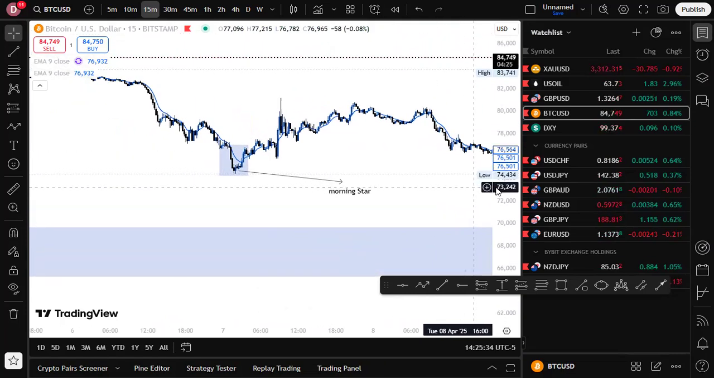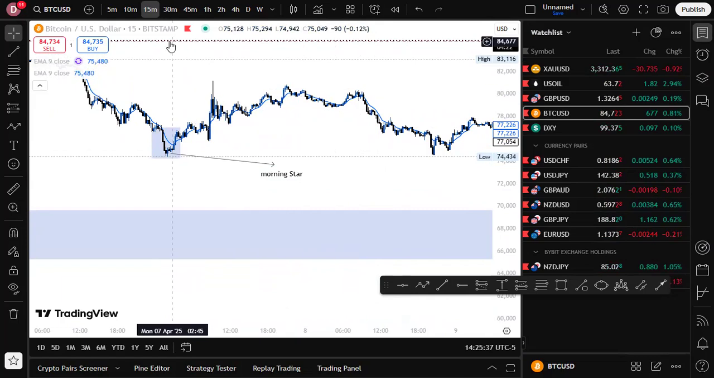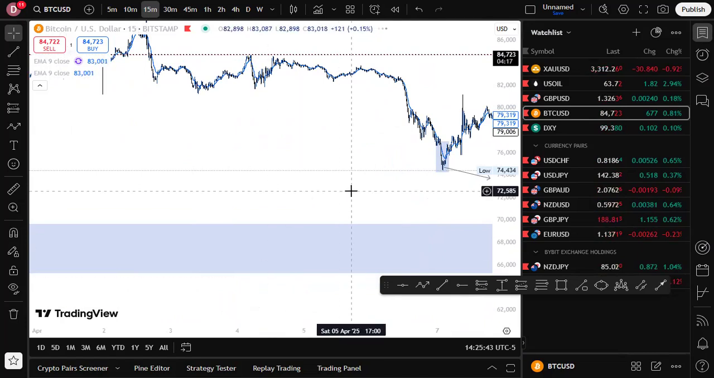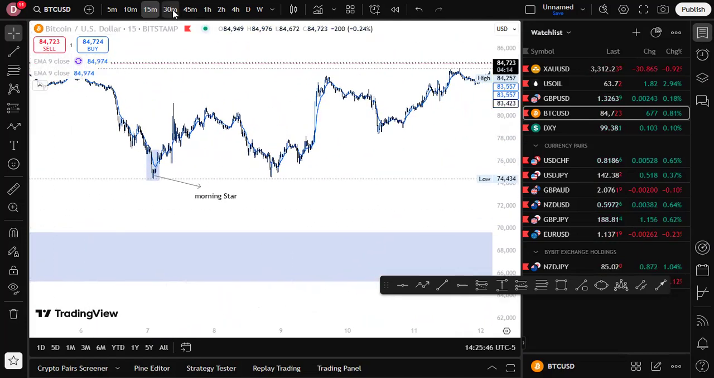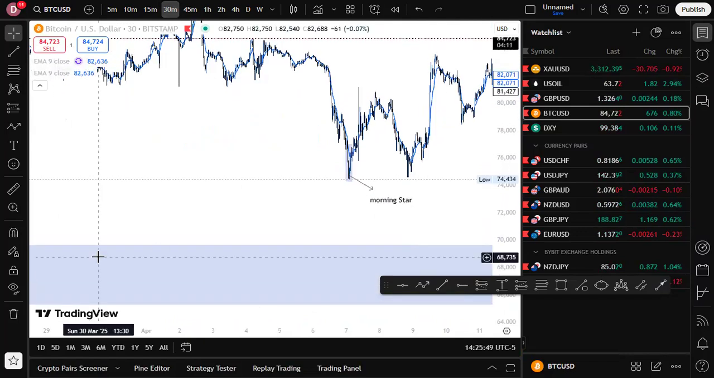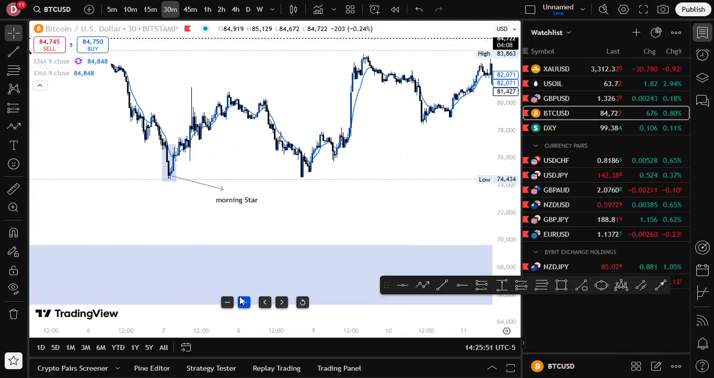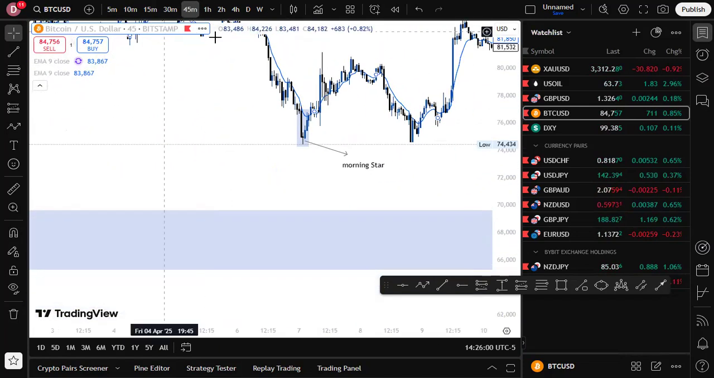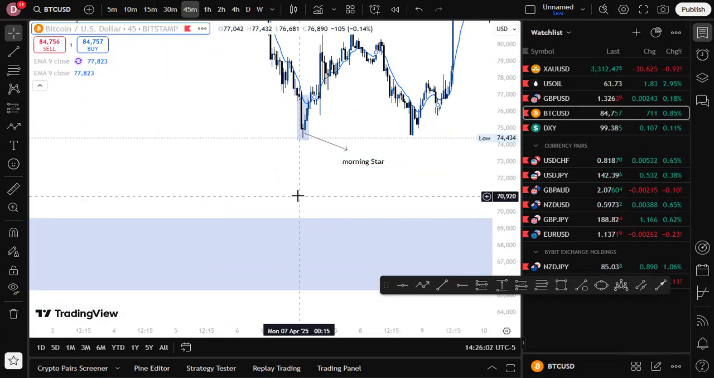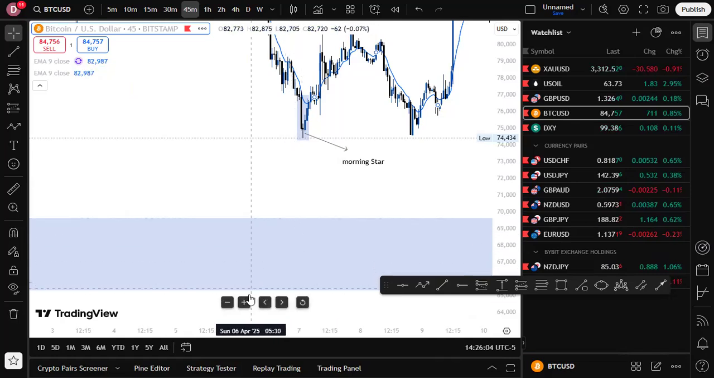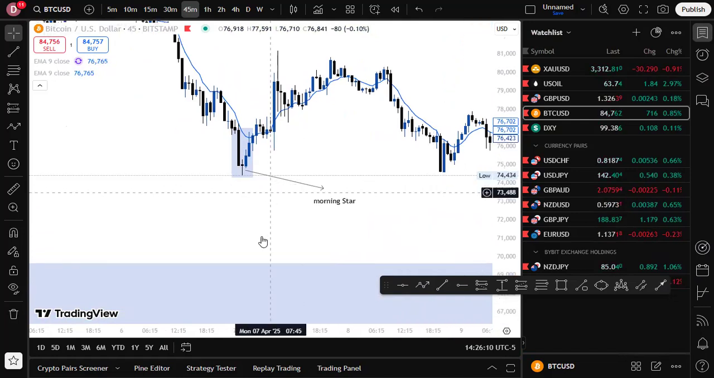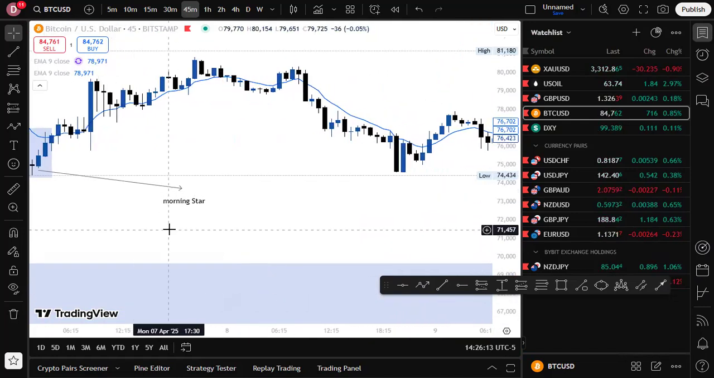I'm trying to find the morning star candlestick pattern. Okay, let me go down to the 30 minutes time frame and see if we can see it here. Is it 45 minutes time frame? Okay. So let me use this one. It's an evening star. Okay, so it's a morning star.